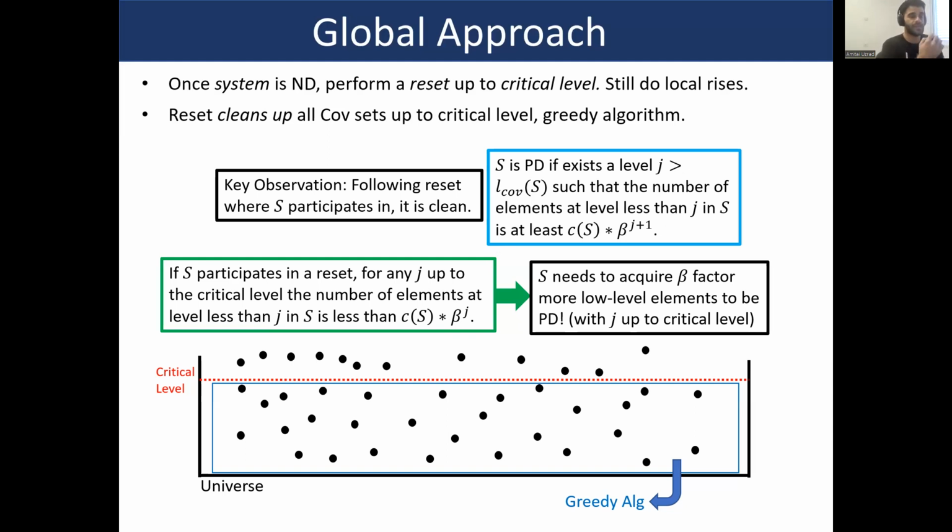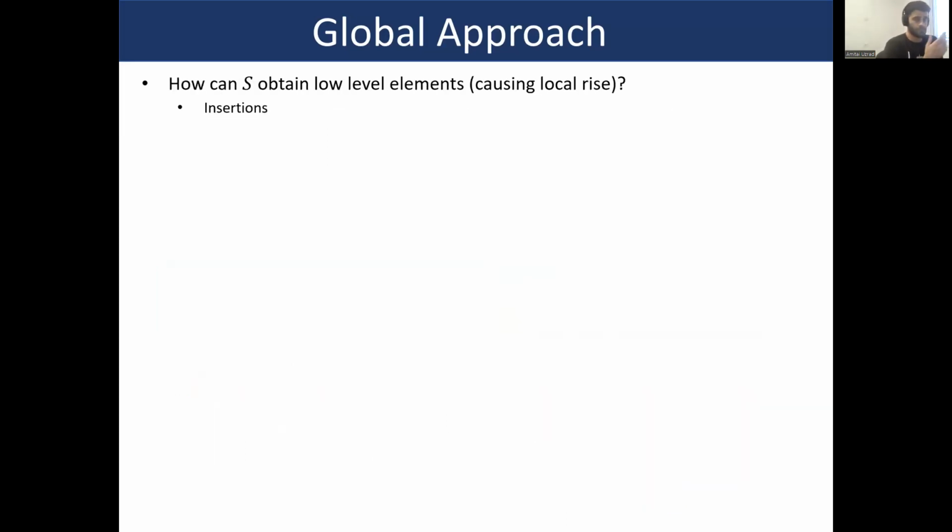Now, how can a set obtain new low-level elements? Either by insertion, right? If an element is inserted and it chooses the highest level clove set that contains it, and this is less than J, then that's a new low-level element less than J. And another option, since we don't have falls, is by reset, right? Reset is the only way that an element can drop its level. From rises, they only rise. From deletions, they just exit. From insertions, we went through that, and reset is the only other thing, okay?